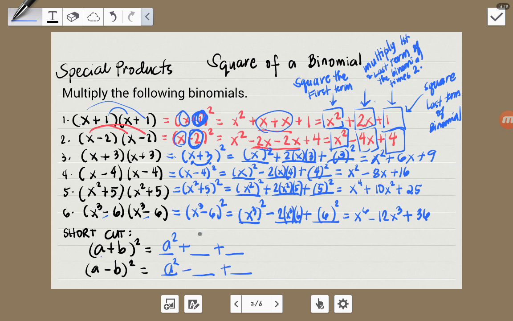And then para makuha mo si middle term, twice lang ng product ni A at B, ng first at last term. So 2AB. And yung last term natin, square mo lang yung last term ng binomial. So B square.